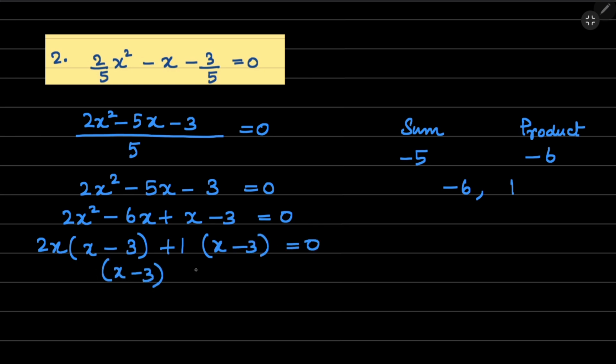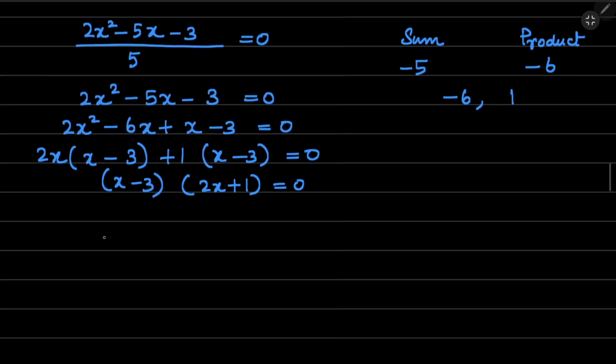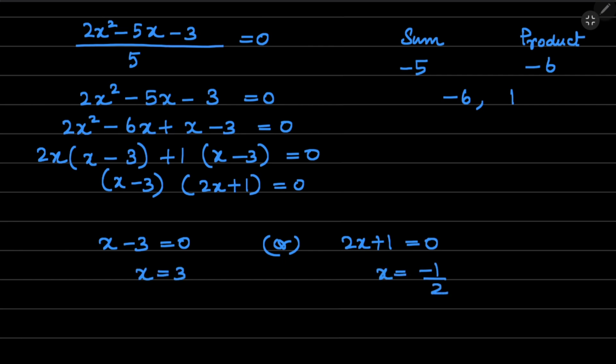So x minus 3 is one factor. The other factor is 2x plus 1 equal to 0. So either x minus 3 is equal to 0 or 2x plus 1 equal to 0, which means x is nothing but minus 1 by 2. Here x is equal to 3. So these are the two roots of the given quadratic equation.